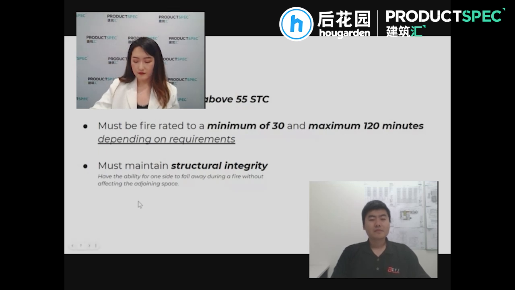They must maintain structural integrity. So if there is a fire next door and you're living next door on the non-fire side, you don't want your wall falling over. So they must maintain structural integrity and protection.